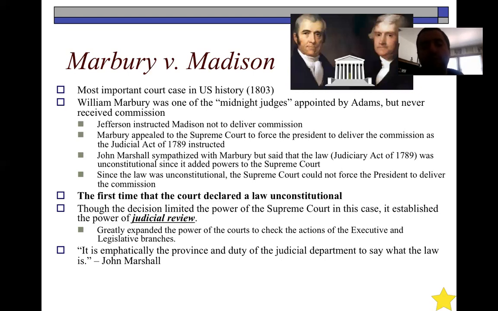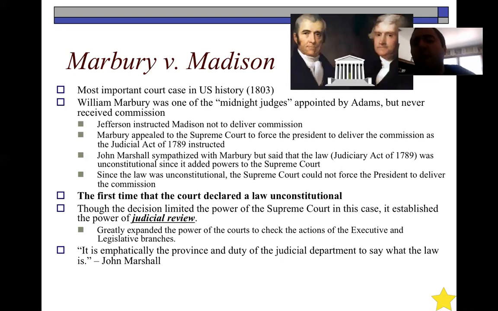John Marshall makes this statement: "It is emphatically the province and duty of the judicial department to say what the law is." John Marshall here faced a situation that no Supreme Court Chief Justice had faced yet. The nation hadn't faced anything like this. The judicial department, it is the duty to say what the law is. And right here, the first time the court is declaring a law is unconstitutional.